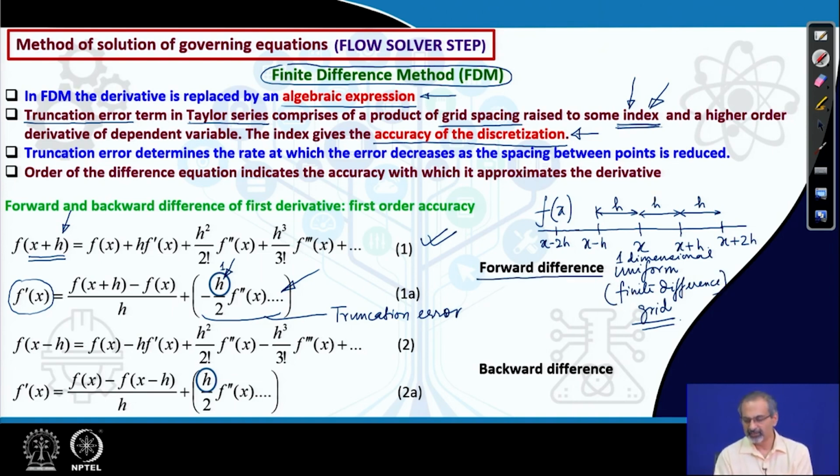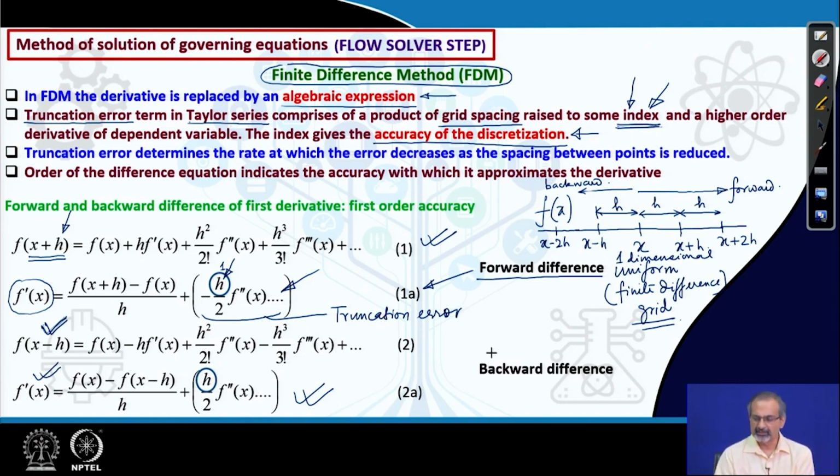Now, why have we named this particular expression as forward difference? Because we have moved along the direction in which x is increasing, which is the forward direction. If we had moved the other way from the reference point, that would have given you a backward difference, and that is precisely what you have in equation 2a, where you first expand f(x-h) in a Taylor series, rearrange the terms and get an expression for the first order derivative.